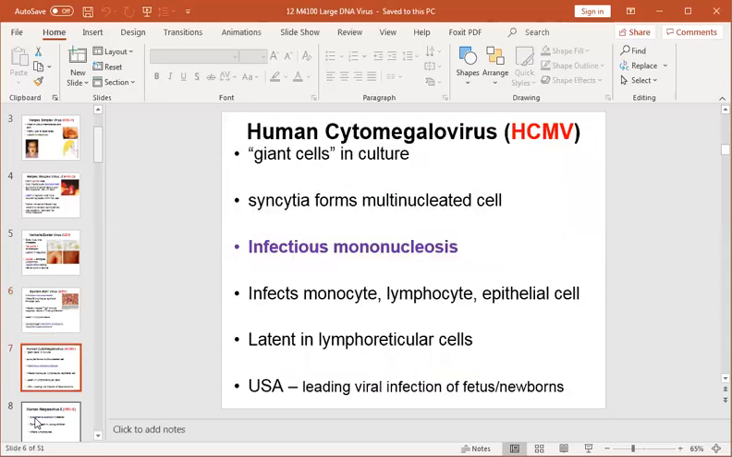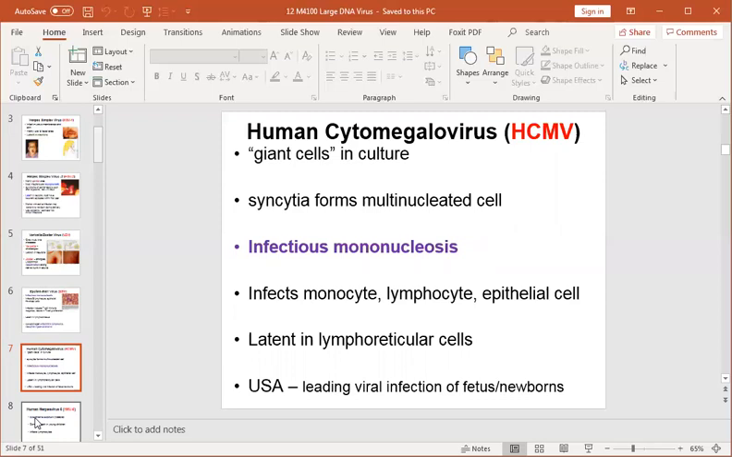Moving to slide number 7. Another virus in this family is called HCMV, which is an abbreviation for human cytomegalovirus. Cytomegalovirus: cyto, cells, megalo, large, so it's giant cells in culture. These giant cells, or syncytia, form multinucleated cells, so multiple cells that each have their own nucleus will fuse together to form syncytia.